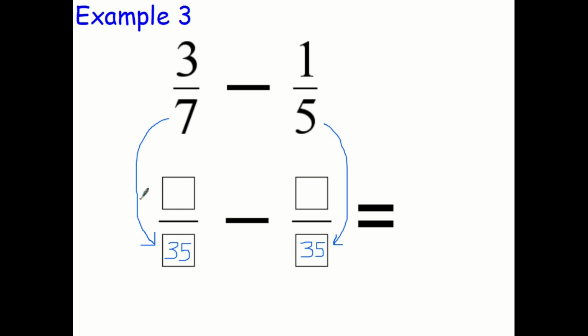So how many 7s in 35? 5. I've multiplied that side by 5. So therefore I multiply the 3 by 5 to get 15.